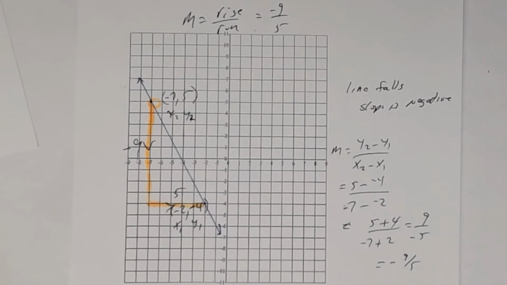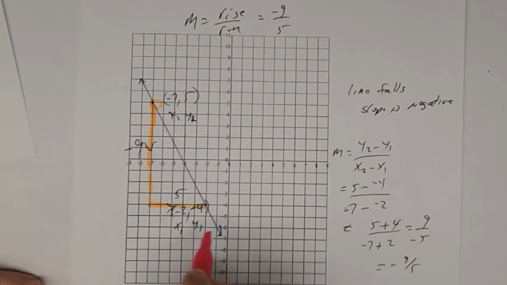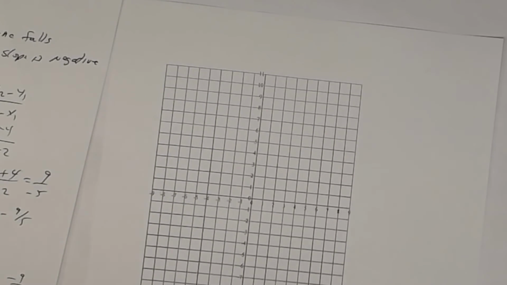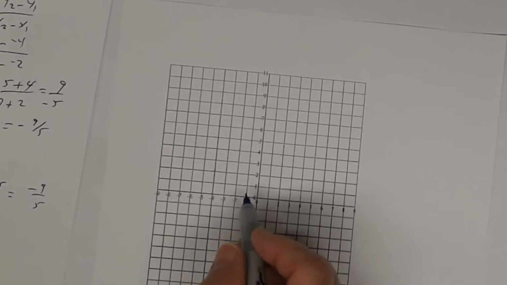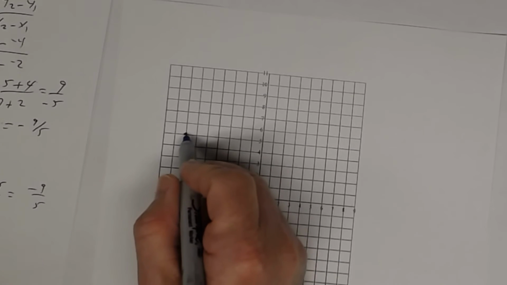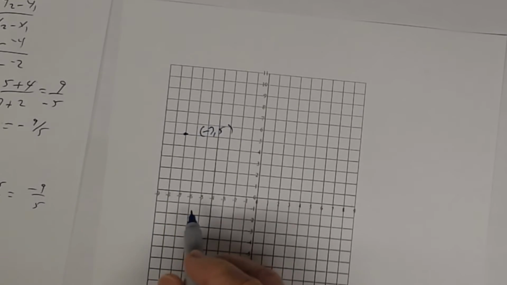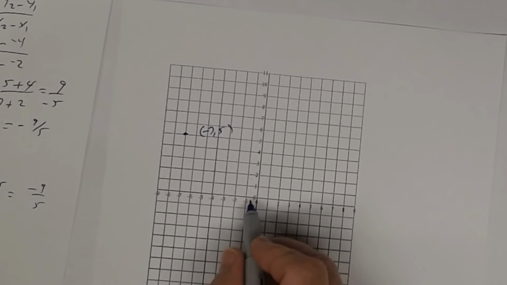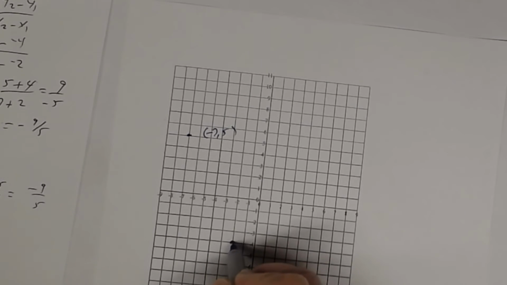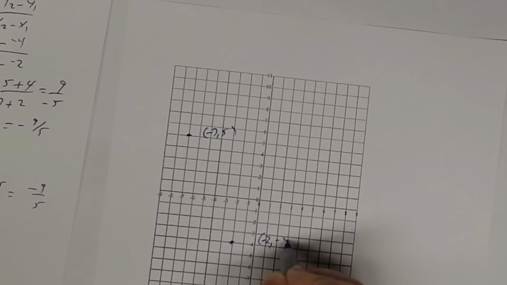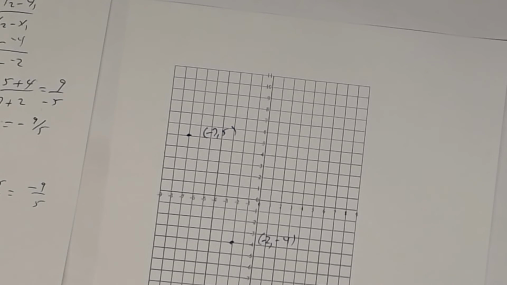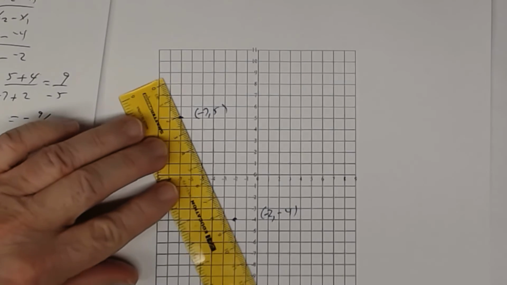Now if you wanted to, I'm going to do that here just to show you. Remember how we started with this point? You could have started with this point if you wanted to. Let me just redraw this so it doesn't get too messy. So let me just draw the line again. Remember we had negative 7, 5, which is here. And then we had negative 2, negative 4, which is here. If I draw this line, I get this.